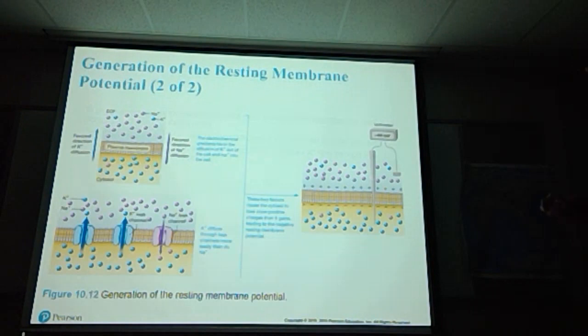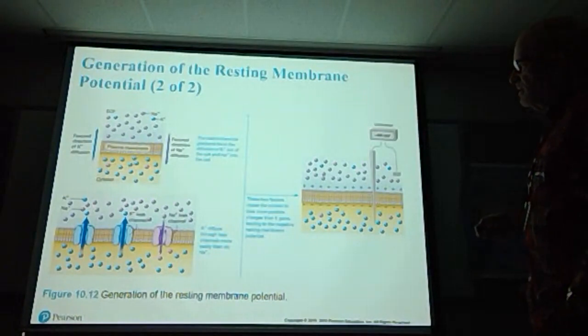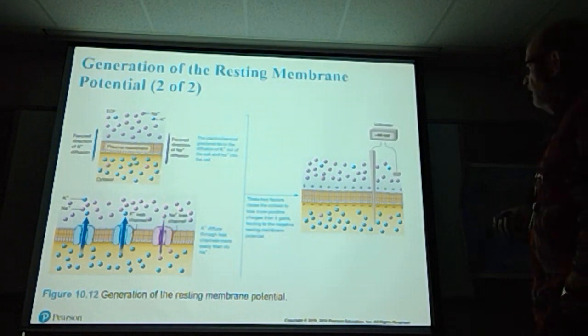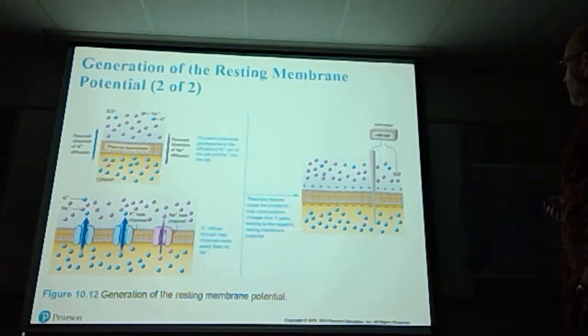And then here you go again. Here's the plasma membrane. The electrochemical gradient favors the diffusion of potassium. So potassium wants to go this way, but sodium also wants to come this way. Through the leak channels, potassium, because there's more potassium down here, wants to go this way. But sodium, because there's more of it out here, wants to go this way. And these two factors cause the cytosol to lose more positive charges than it gains, leading to the negative resting potential. There we go, back to our negative 90 millivolts.